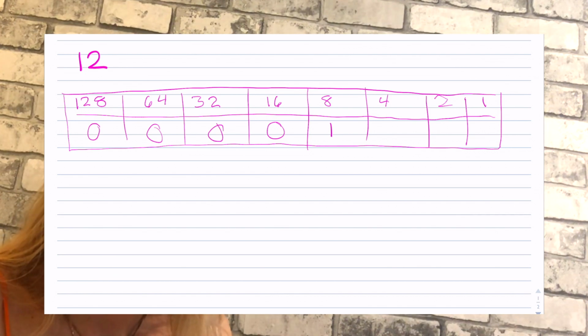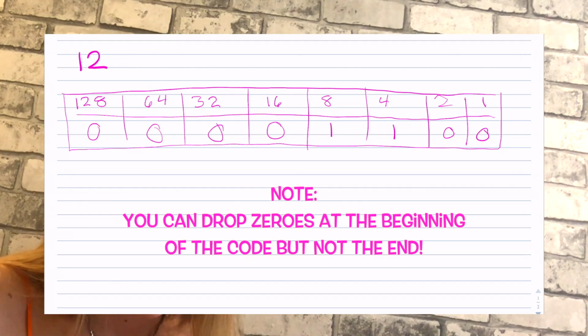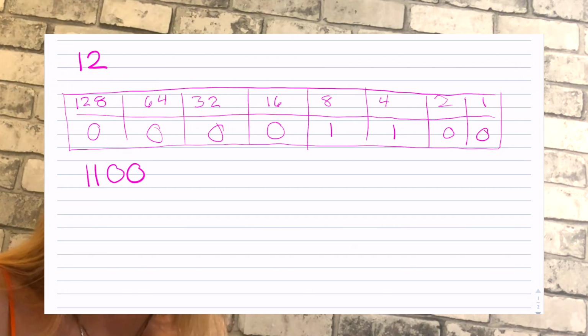And look, we've got a 4 there, we add a 4, and now we've already made 12, so we don't need any 2's or 1's. Great, so the binary code for 12, you don't need to add all the zeros before, so the binary code for 12 is 1100. Pretty simple.